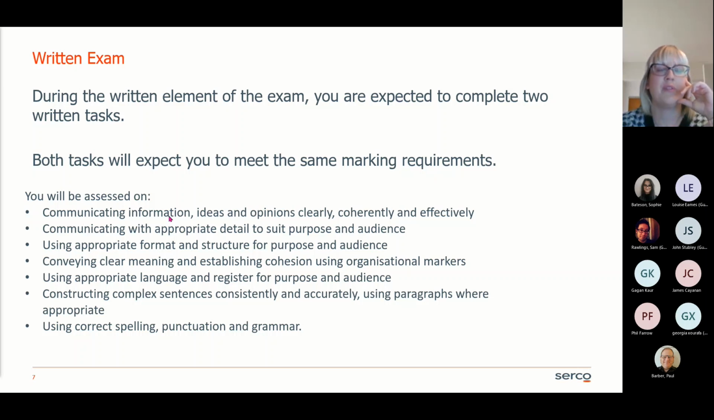However, if I read through the first one, the wording is very formal. It says communicating information, ideas and opinions clearly, coherently and effectively. And you'll notice straight away the language they use is very formal. So when you read this information initially in your written exam, you will use it to start your planning. You'll have a space on your paper to do any planning, or if it's online, you'll be able to make notes. And these are the sorts of things that you're going to be pulling out to do your plan.